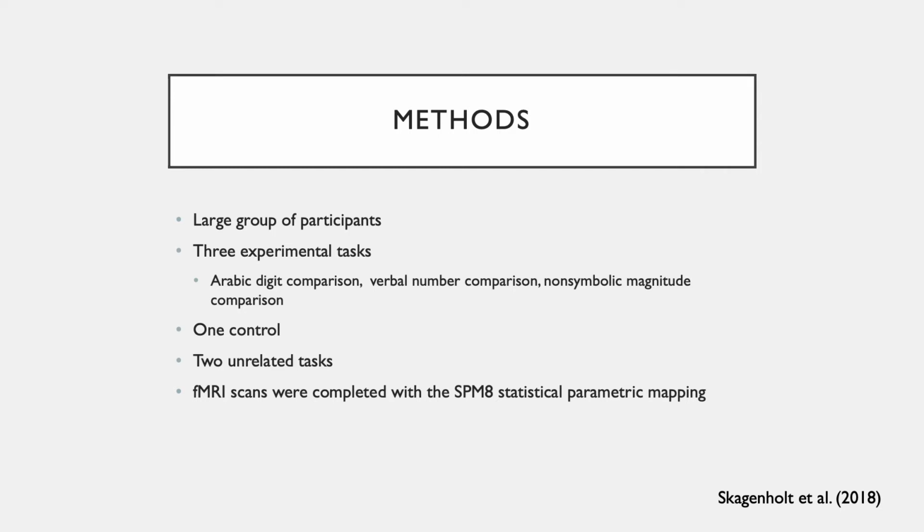Now moving on to the methods. Participants consisted of a rather large group coming in at 54 right-handed healthy adult university students with normal or corrected vision, as well as no evidence or history of drug abuse or neurological illness. There were 3 experimental tasks, 1 control task, and 2 unrelated tasks. The 3 experimental tasks were broken into Arabic digit comparison, verbal number comparison, and non-symbolic magnitude comparison.